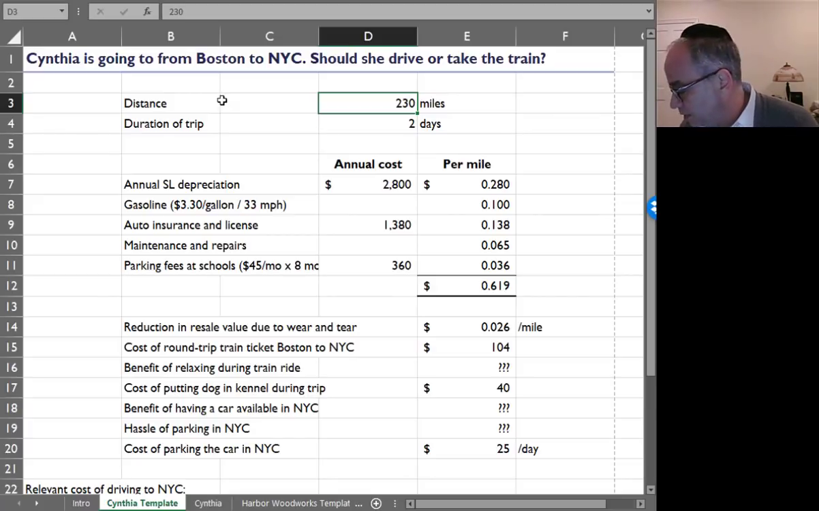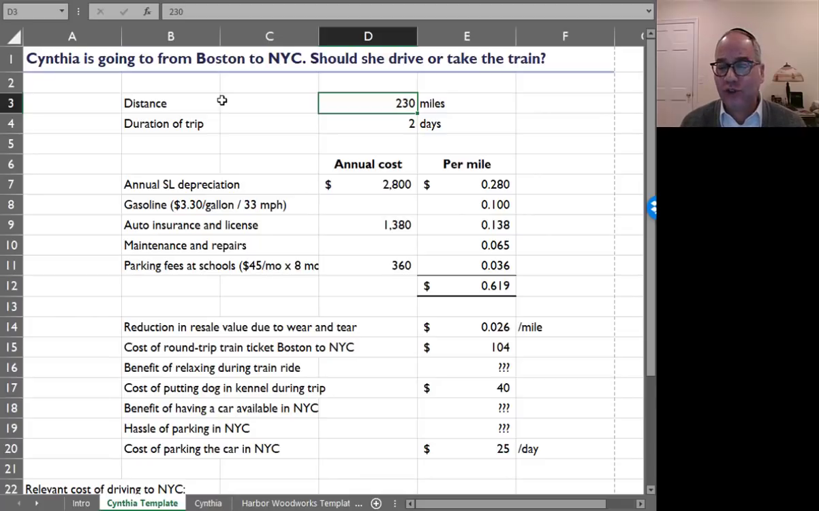Now, there's a few other pieces of information here. The more she drives the car, the less it's worth. And she's figured out, I guess she's an accounting student, that the reduction in resale value is approximately 2.6 cents per mile. I'll just tell you that sounds a lot like depreciation to me. But anyway, depreciation is different, right? Depreciation is the allocation of the cost to the years benefited from using the item.